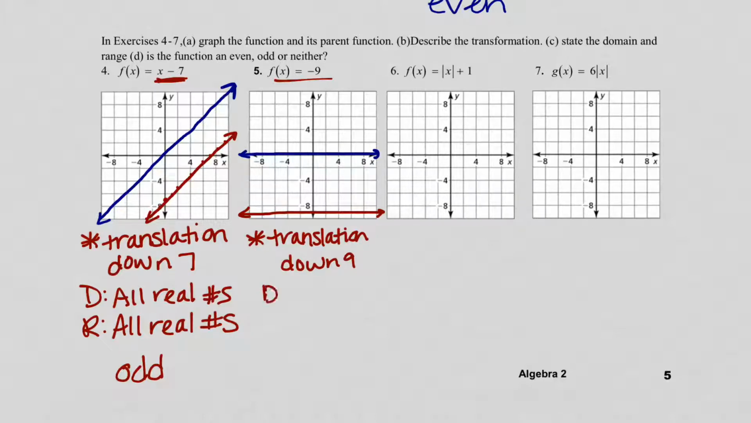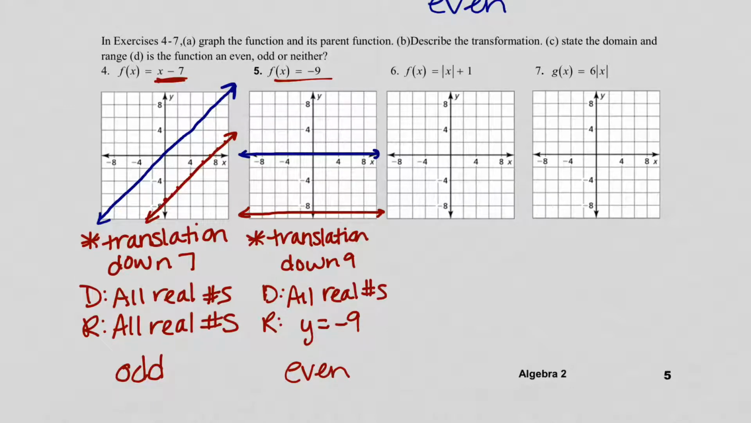Okay, the domain is going left and right forever, so it's all real numbers. Its range is only one value. It can only be y equals -9. That's the only thing y can actually equal. And if I mirror this, it would be even, because if I mirror it over the y-axis, it's the same.